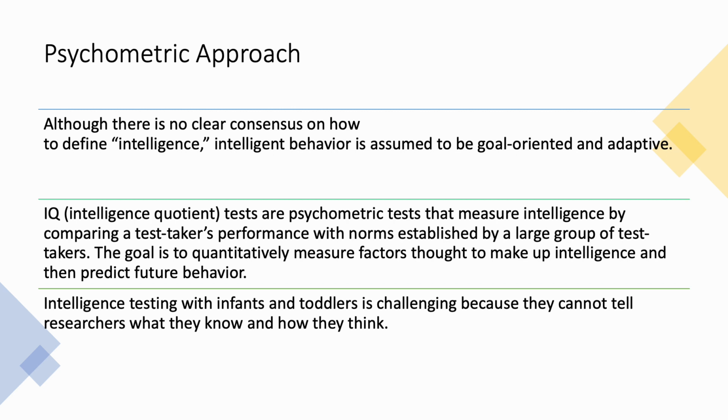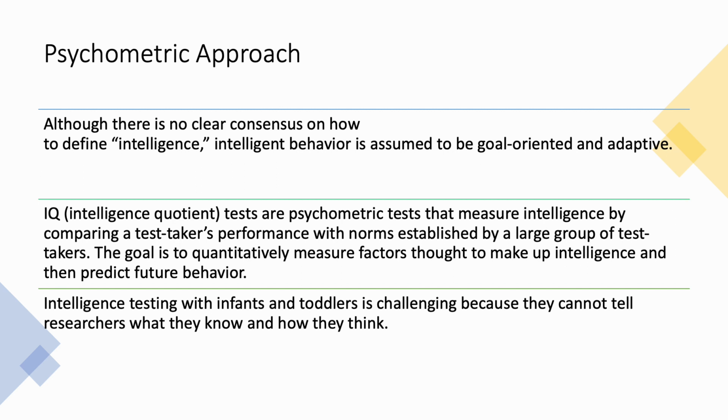The psychometric approach is the next one that we will cover. Although there's no clear consensus on how to define intelligence, intelligent behavior is assumed to be goal-oriented and adaptive. IQ, or intelligence quotient, tests are psychometric tests that measure intelligence by comparing a test taker's performance with norms established by a large group of test takers. The goal is to quantitatively measure factors thought to make up intelligence and then predict future behavior.